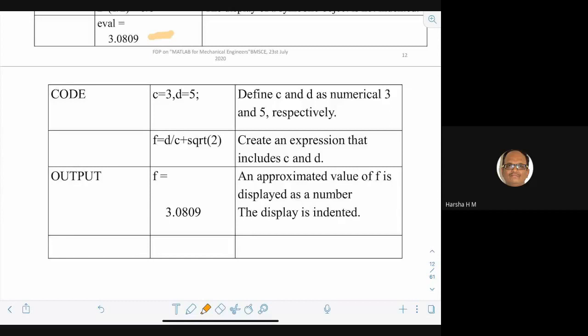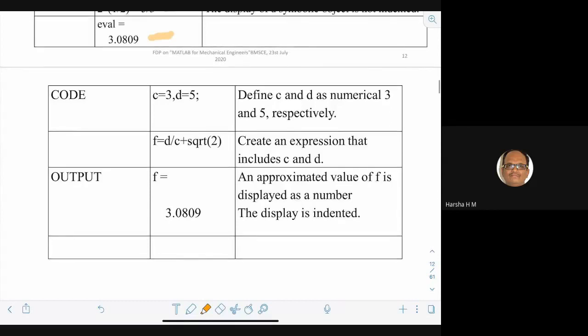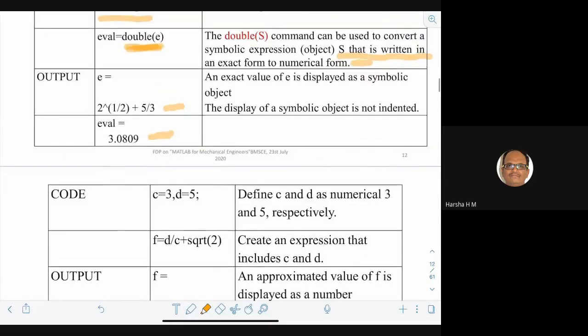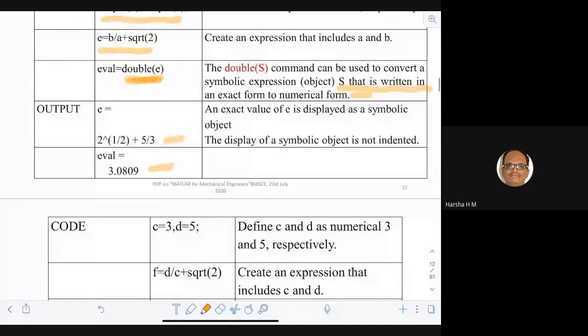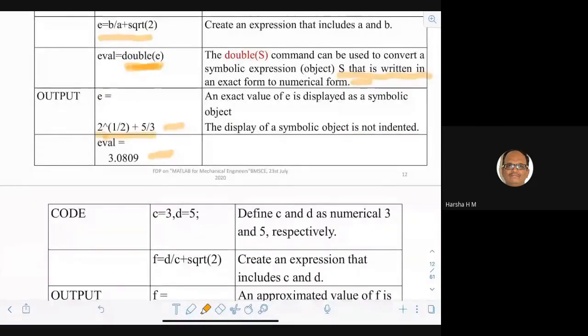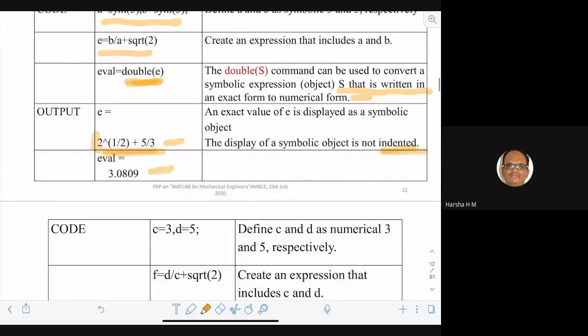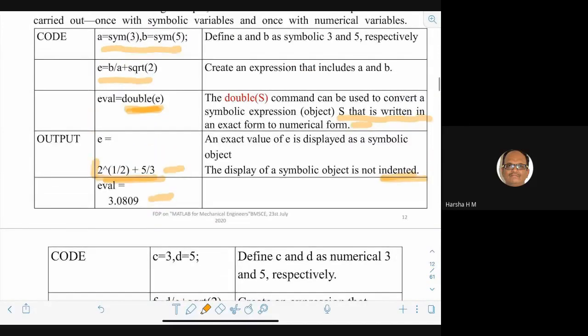Now just observe the difference between these two. Here, when I gave this command for E is equal to B by A plus square root of 2, I got this output and there was no gap here. This is not indented. But when you give it as a number, the same thing, only I've called C is equal to 3, D is equal to 5. So same 3 and 5 combination.